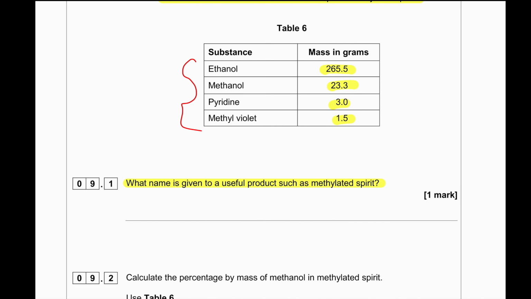Methylated spirit contains ethanol and is available cheaply. Methylated spirit also contains pyridine, which has a very unpleasant smell, and methyl violet, which makes the mixture purple. So this is why pyridine and methyl violet are added to ethanol to make methylated spirit. They act as a way to deter people from drinking this ethanol solution. This is one use of methylated spirit. Methylated spirit can be used as a fuel, as a solvent, or as an antiseptic.